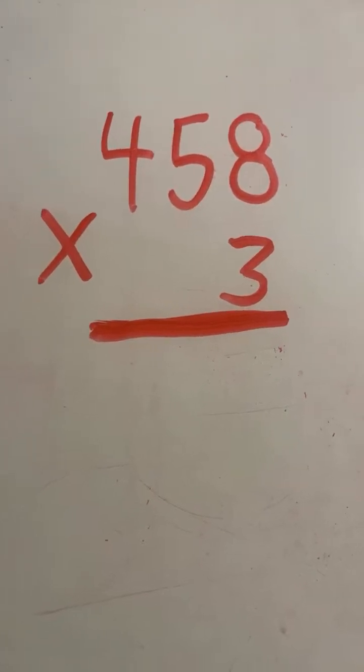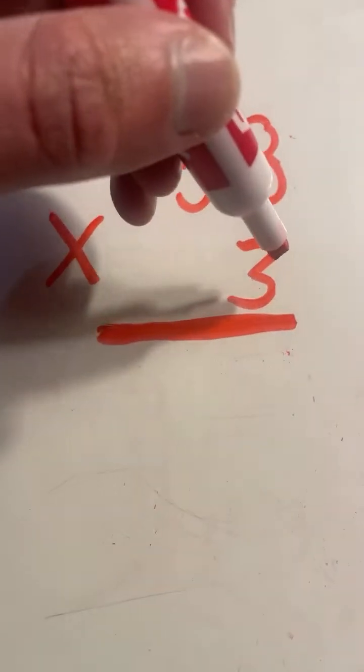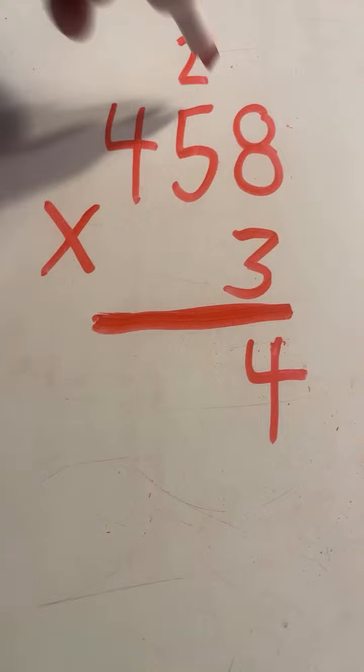458 times 3. So 8 times 3 equals 24. The 4 in 24 goes in the ones place. The 2 gets carried over to the tens place.